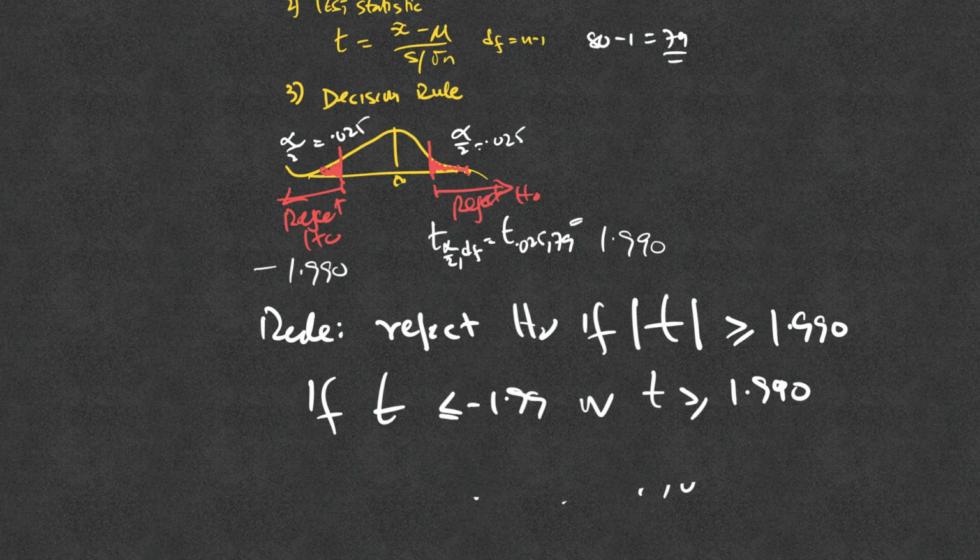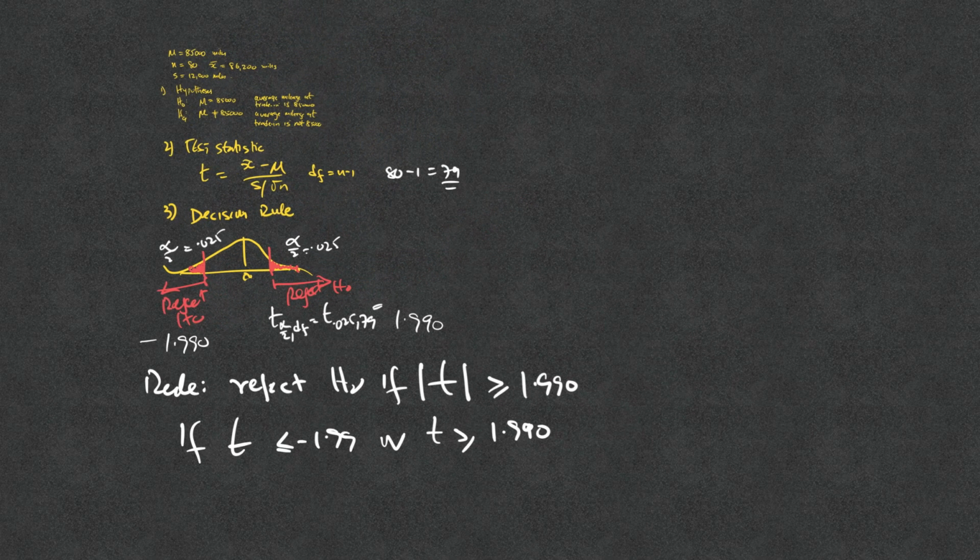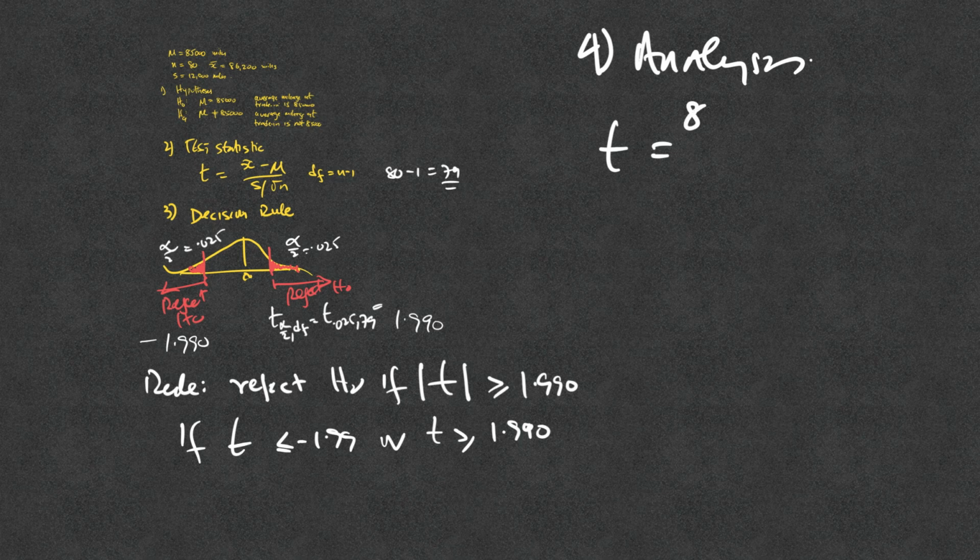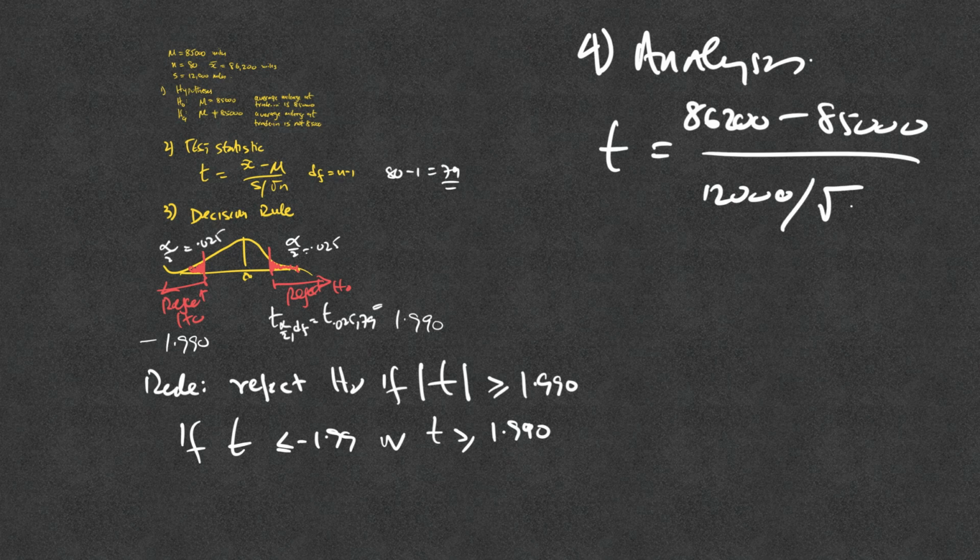Once you get the first 3 steps correct, you should then be able to solve this problem. Step 4. Analysis. So T is equal to 86 minus 85 over 12,000 divided by the square root of 80. Somebody find that for me, please.